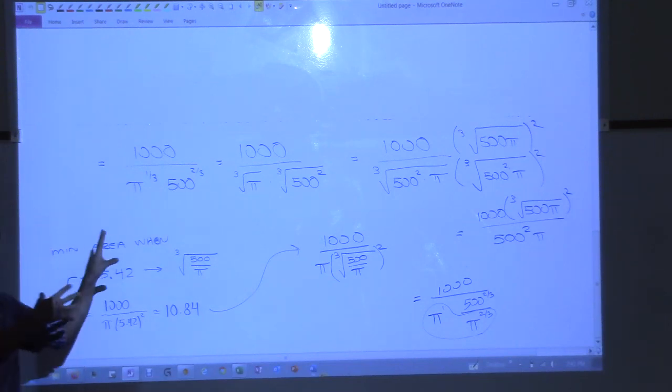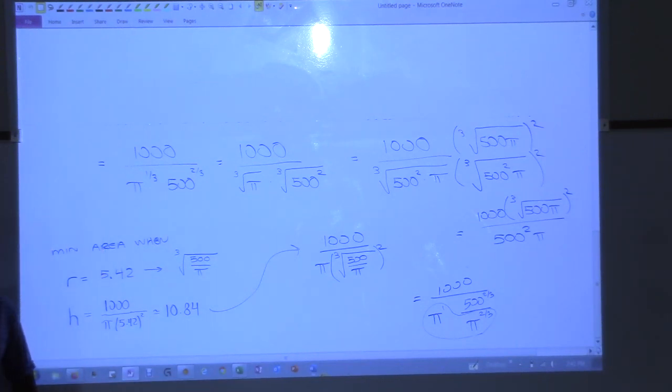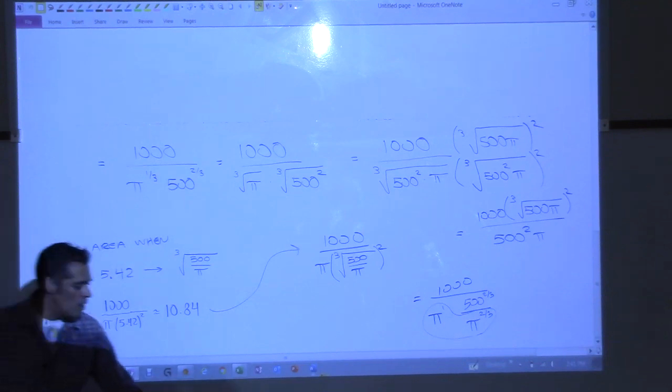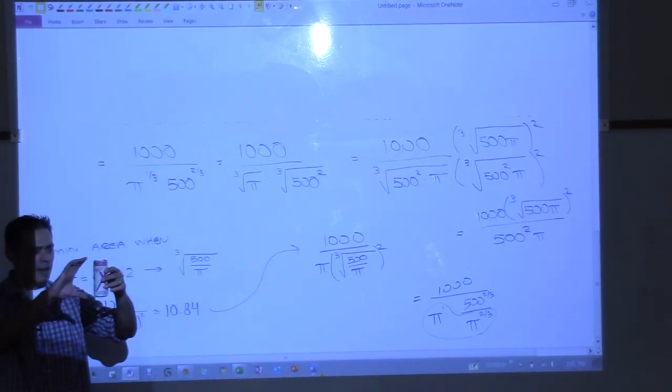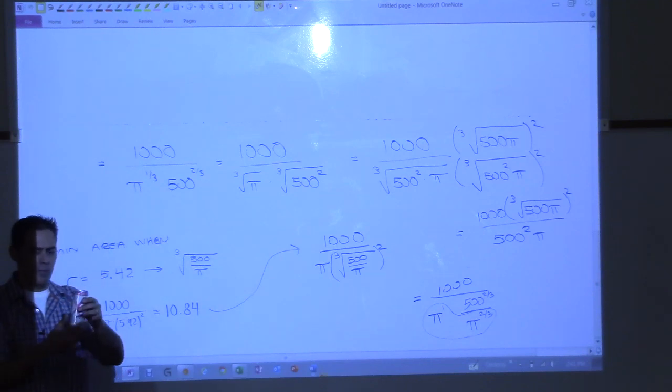The big picture of this problem is that if you're manufacturing cans and you want to use the least amount of material, then you're going to make the diameter of the can equal to the height of the can. And that's the cheapest way to do it. So why does this can look like this then? Why did I not make the diameter and the height the same?